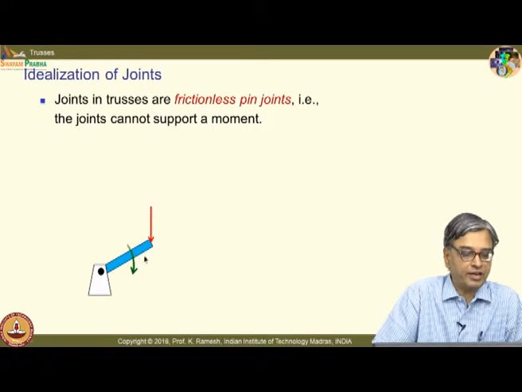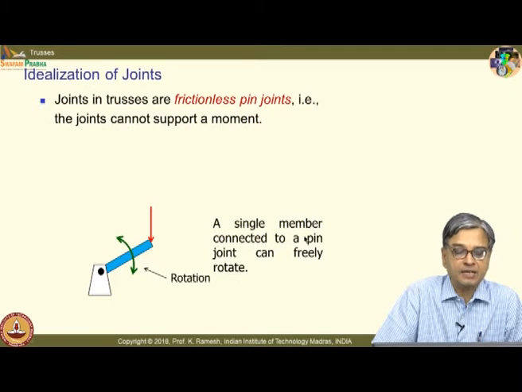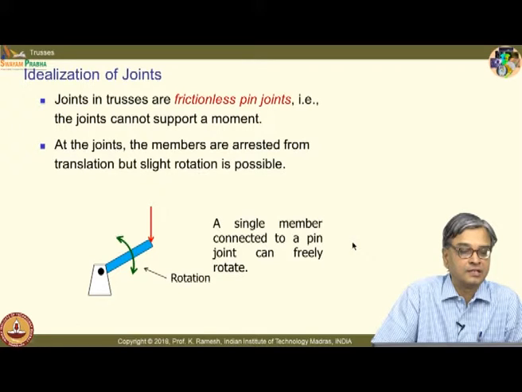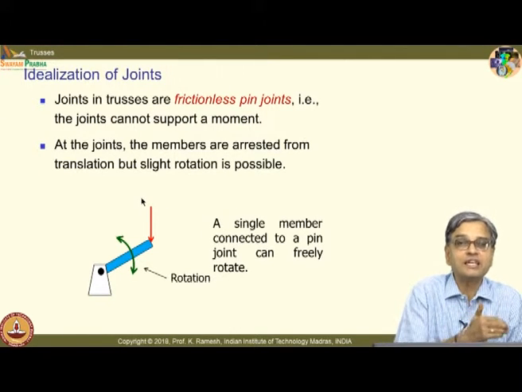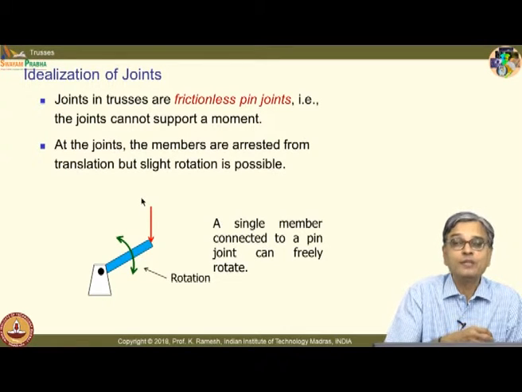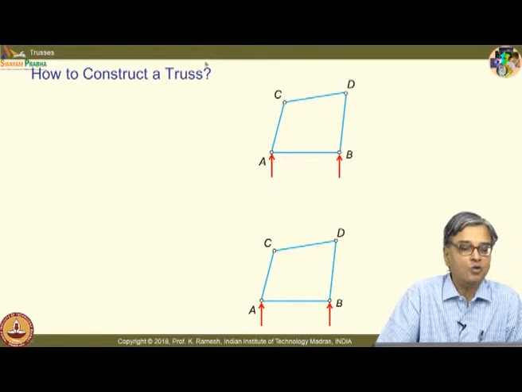See, when I have a pin joint, it can move very freely. A single member connected to a pin joint can freely rotate. It cannot support a load. However, when I have an array of members connected by pin joints, we would see what happens to them. How the members are connected is very important. So, what you recognize is, when you have a pin joint, the translation is arrested, rotation is not arrested, it is free to rotate. How to construct a truss?